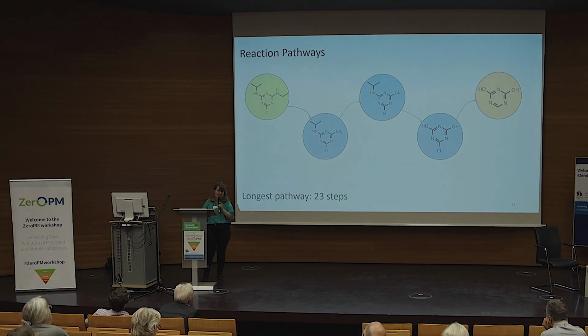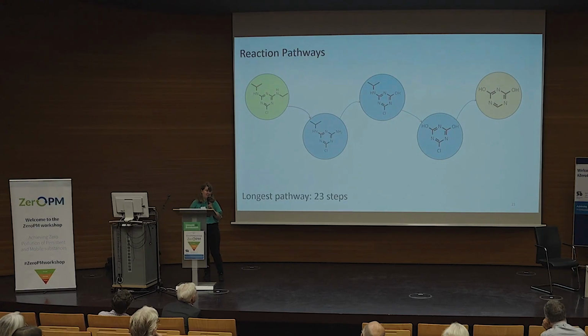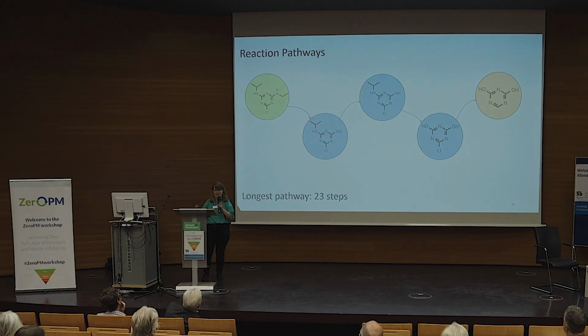Something else that we can see in our database are reaction pathways. So here you see an example of atrazine going to one of its dead-end transformation products, this dihydroxylated triazine. And actually, though I could not show it in the slide because they would have been way too small, the longest pathway we have in our database is 23 reaction steps. So this really shows you the power of this database structure to get longer reaction pathways compared to what you would normally get with on-the-fly predictions.